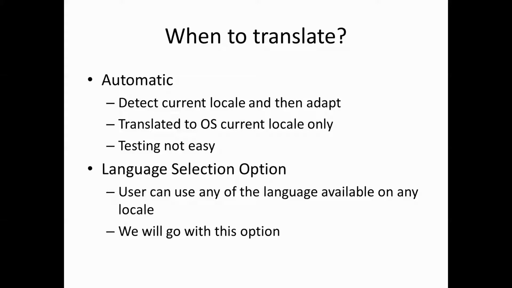There are pros and cons of both approaches, but the second approach, where we give the user the option to go and select, is more flexible, even easier to test as well, and there is a possibility that the user can switch at any time. So it doesn't only happen at start. If the user wants to see something in English, he can see it in English. If he's not happy, he wants to go and see things in Spanish, he can go and change the language of the software at any time.